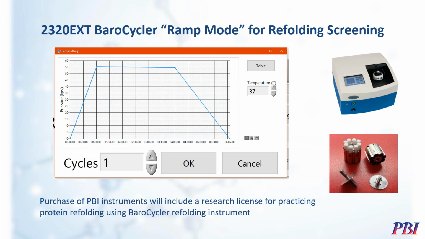Pressure BioSciences offers contract service and equipment for optimization of refolding parameters at the customer site. Our flagship product, Barocycler 2320EXT, has a ramp mode option in its software. This feature allows users to slowly ramp the pressure up, holding it for minutes to hours, if necessary, and slowly release pressure at a predefined rate. This feature is exceptionally useful for protein refolding to prevent rapid reaggregation of partially unfolded proteins.